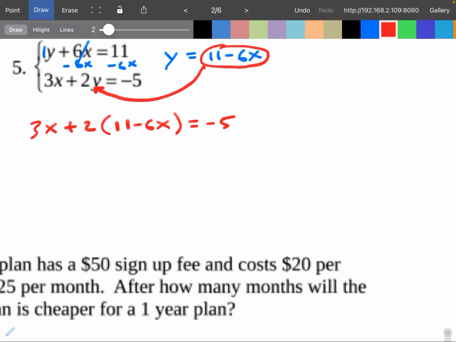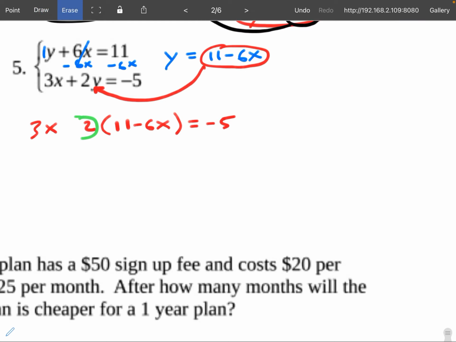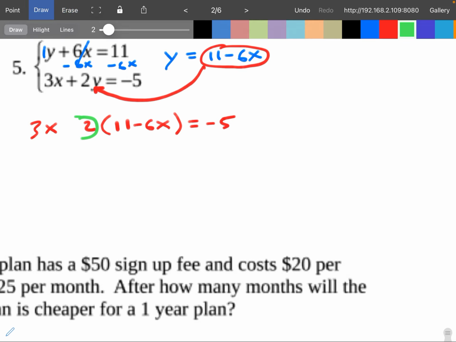So now that second equation would become 3x plus 2 times y, where y is 11 minus 6x, and then that would equal negative 5. Now, do you see in this case, I need the parentheses there? I substituted in 11 minus 6x for the y in the second equation. I have to have the parentheses there because I have to do what?